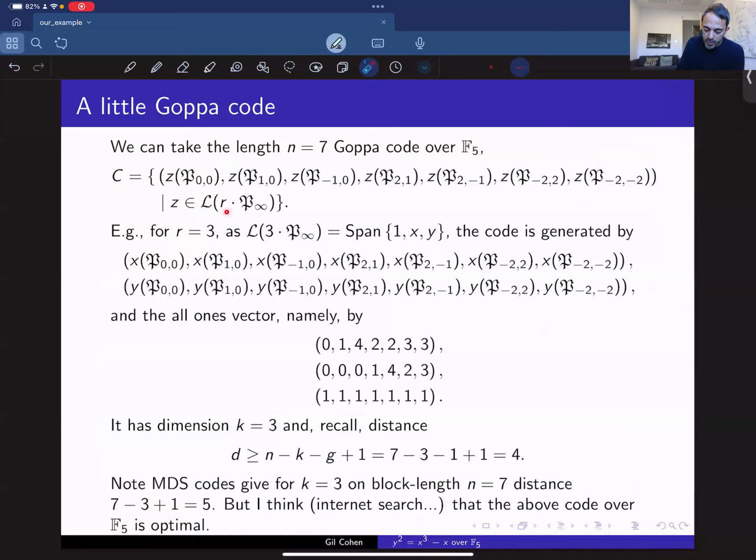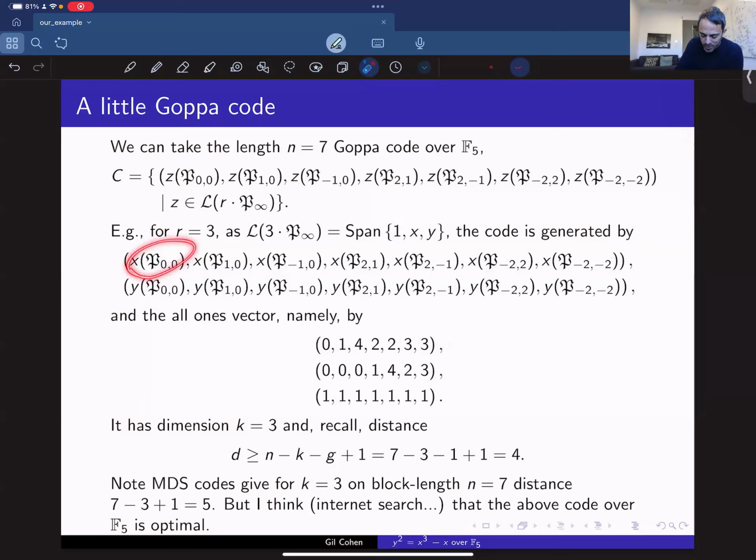And we are going to choose r to be 3. And if you remember, the Riemann-Roch space corresponding to 3 times P infinity is spanned by 1, x and y. So this means that a basis for the code is obtained if I replace these z's by 1, x and y. So, this thing, x evaluated at P(0,0), and so forth, is one vector in the basis of our code. This is another vector. And the all ones is also another vector, because when you use 1 as a basis element and evaluate it everywhere, you get just ones.